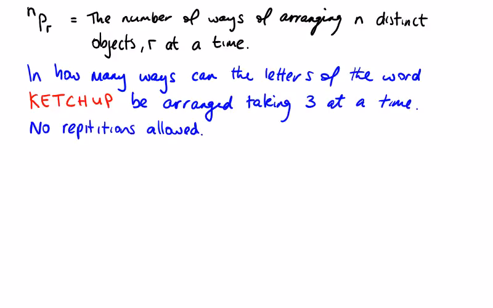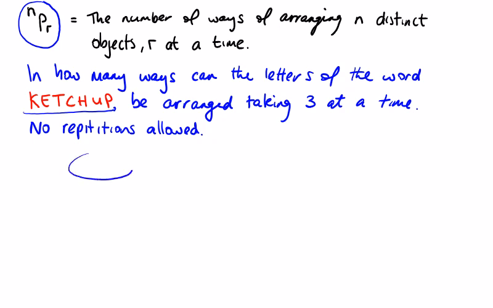Okay, so take this down before we look at the solution. Okay, so nPr, that's what this means, or how you say it, nPr. The number of ways of arranging n distinct objects, r at a time. So it maybe sounds confusing if it's the first time you've seen it, but it's really simple. In how many ways can the letters of the word ketchup, my favorite condiment, be arranged, taking 3 at a time with no repetitions allowed?